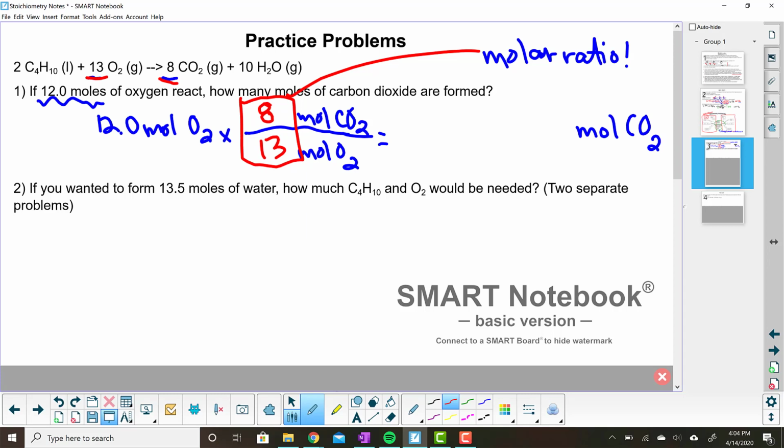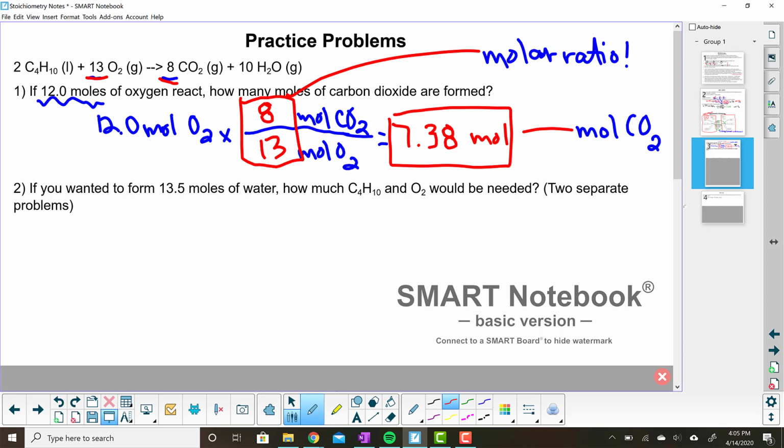You take the 12 moles, multiply by 8, then divide by 13. And you get 7.38 moles of CO2, okay? Which is slightly less than 8. So we were correct. Of course, we can't produce 8 whole moles of carbon dioxide. I didn't start with as much oxygen as I said.